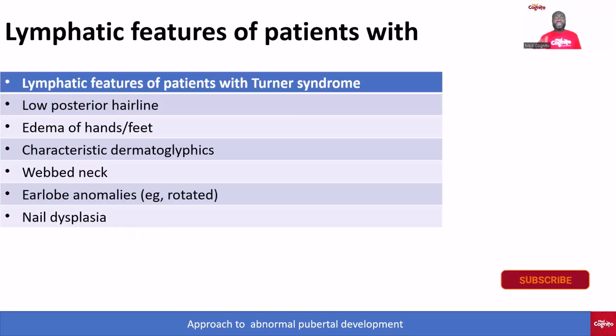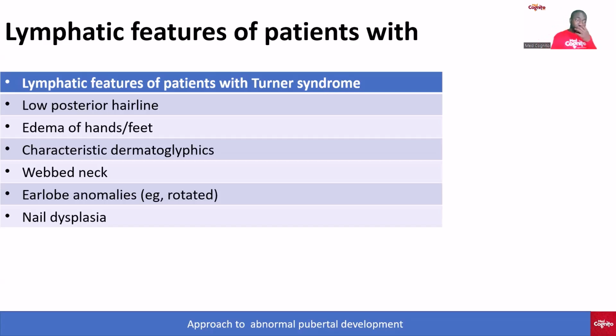Okay. Now let's go to lymphatic features. Lymphatic features of patients with Turner syndrome. They may have a low posterior hairline. They may have edema of the hands and the feet. And they may have characteristic dermatoglyphics, some stuff on the skin. And they may have a webbed neck. And they may have earlobe abnormalities. Their ears may be abnormal.